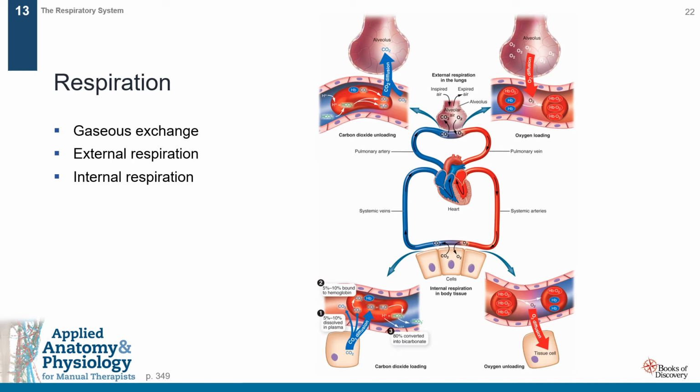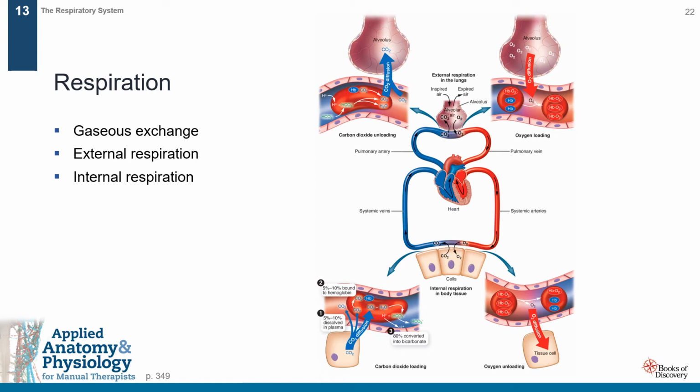Internal respiration is the gas exchange between the blood and body tissues that occurs outside of the lungs. During internal respiration, oxygen needed to fuel cellular metabolism is released from the hemoglobin oxygen molecule, and the metabolic byproduct, carbon dioxide, diffuses into the bloodstream.